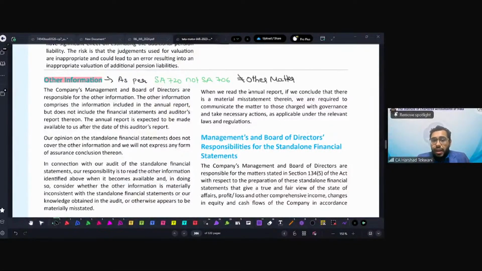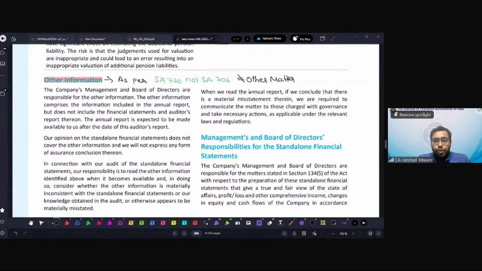We will see the other matter paragraph and the other information paragraph when we deal with the respective SAs after SA 700. Once we go to either SA 706 or SA 720, we will come back to these paragraphs and discuss them.